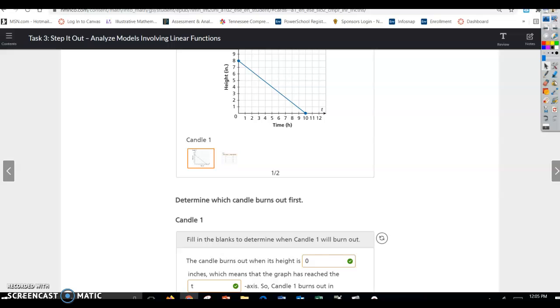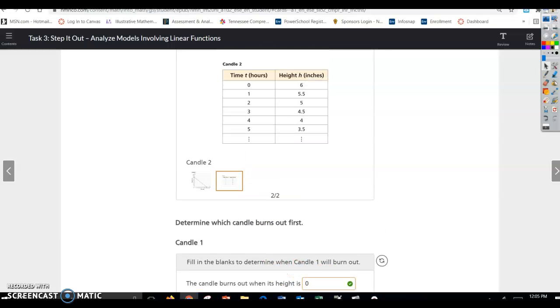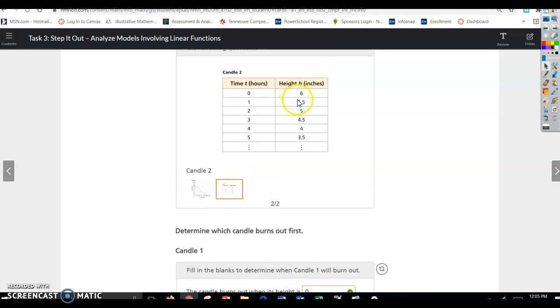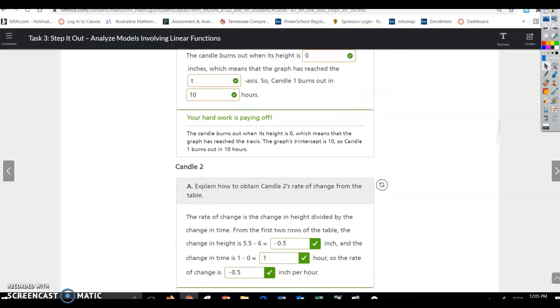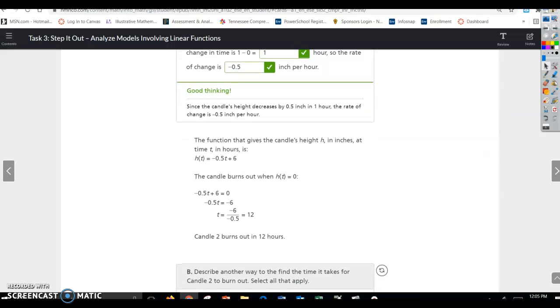I kind of looked at that. When I looked at the table, I can see that it's going down a half an inch every hour. So you can see that rate of change using the table.